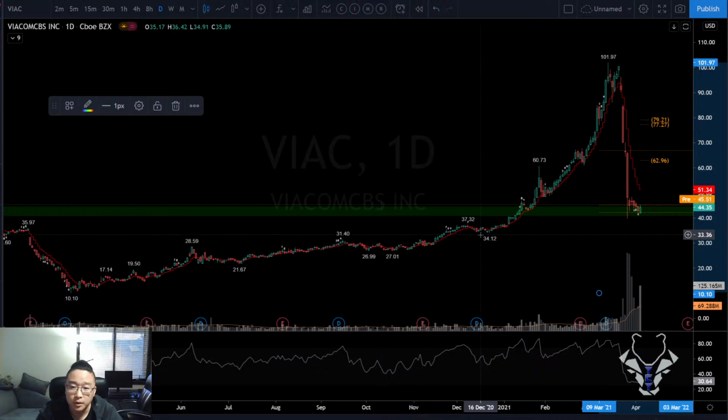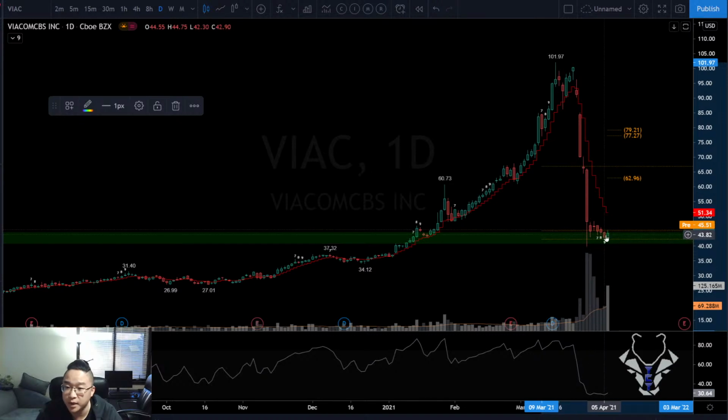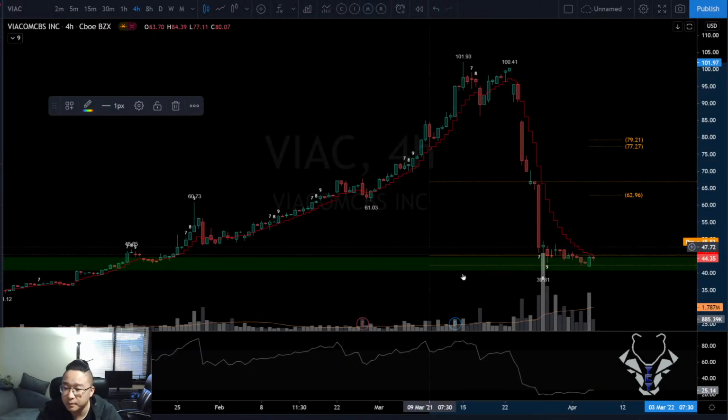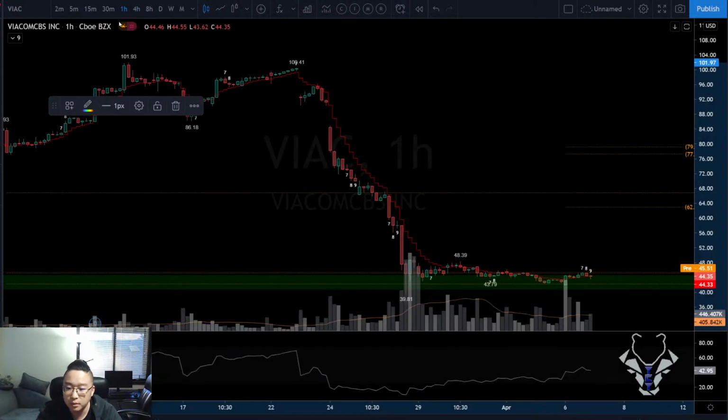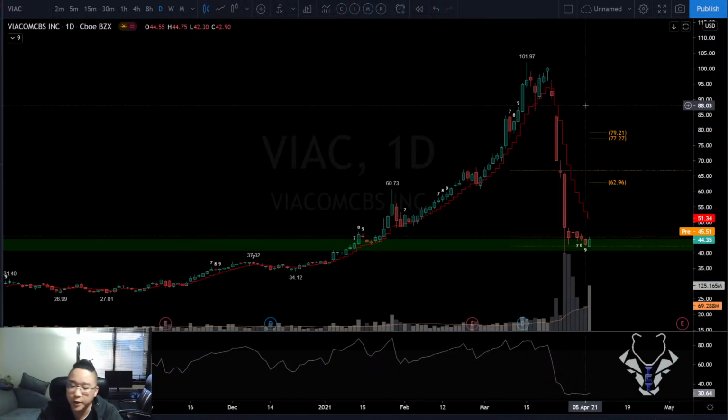37.32, 34-ish, 31. So it could just completely break down if we were to have lost this level. Now VIAC is looking pretty great. We are still in that daily, RSI is still at 30, so there's lots of upside to come. 4 hours still oversold, already bouncing. So chart looks great.